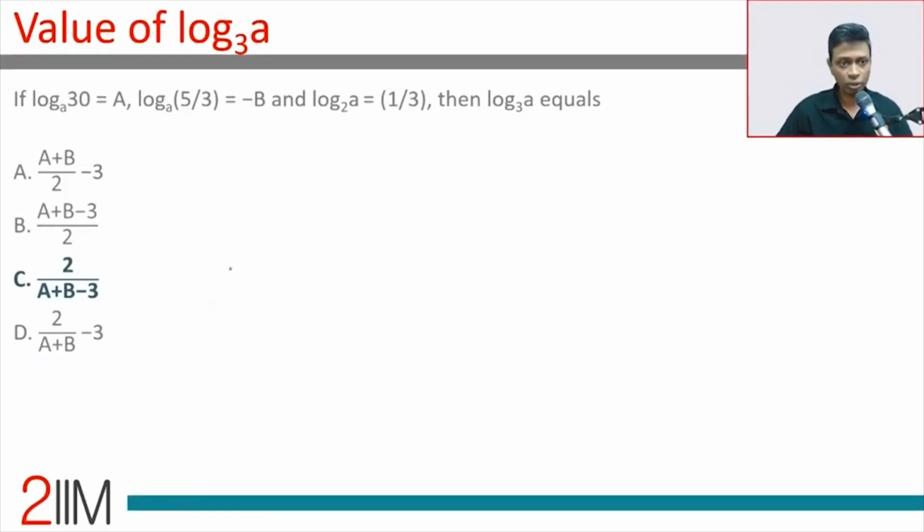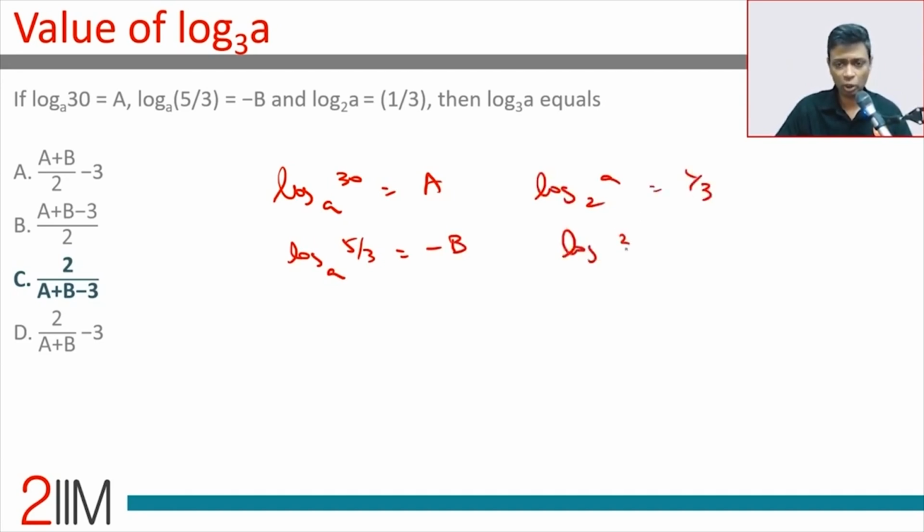Fine, so let's write this down. We have log 30 to the base a is capital A. Log 5 by 3 to the base a is minus b. Log a to the base 2 is 1 by 3. This means log 2 to the base a is 3, and a cube is 2.